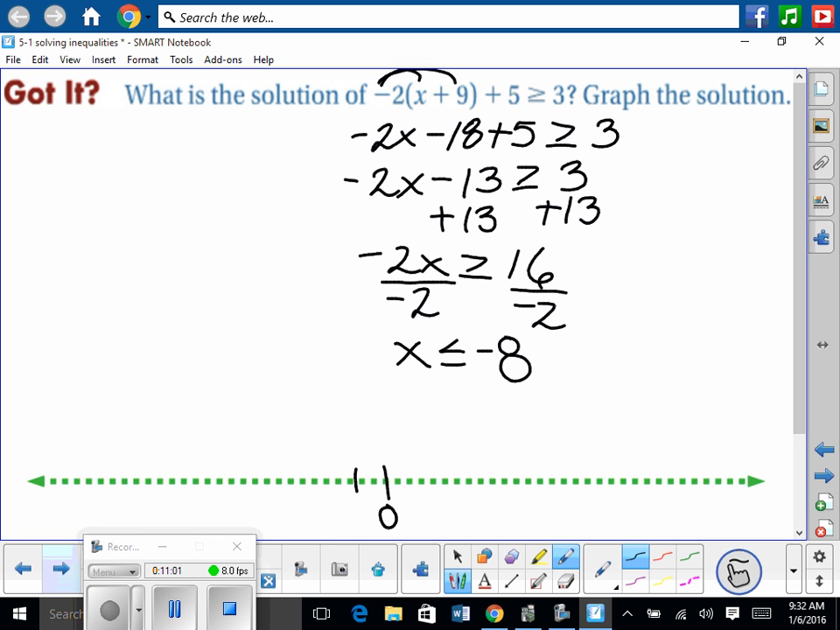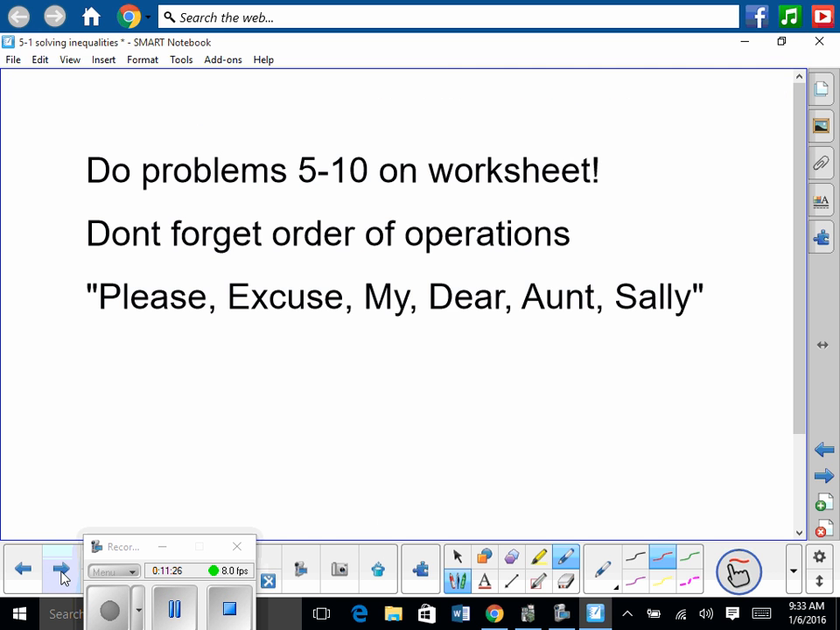So 1, 2, 3, 4, 5, 6, 7, 8. This is in the negative direction. So here's -8. I'm going to graph it. So we want x values less than or equal to -8. So we're definitely landing on -8. The x values that are less than that are this way. Are we all okay to do this on our own now? 2 problems for the 10.